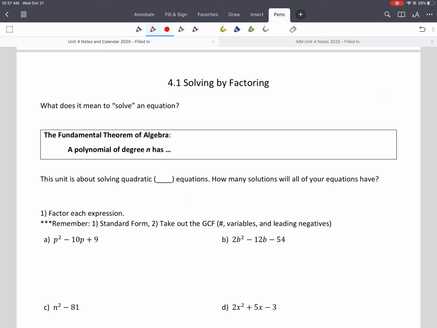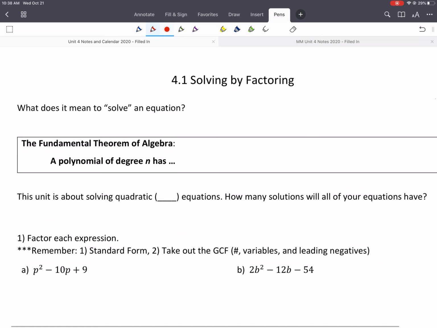So the first thing we're going to talk about is solving by factoring. We have to factor if you want to be able to solve these problems. So first off, what does it mean to solve an equation? What does it mean to solve an equation? Like we mentioned before, you've solved linear equations.